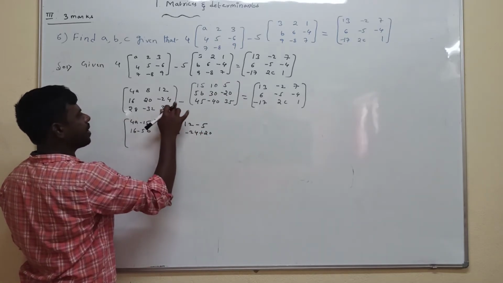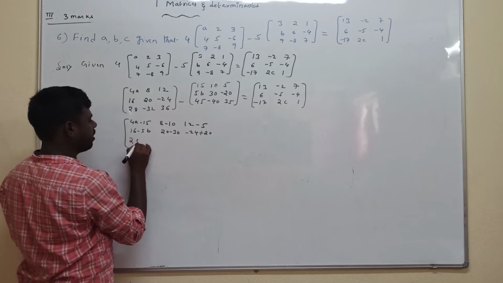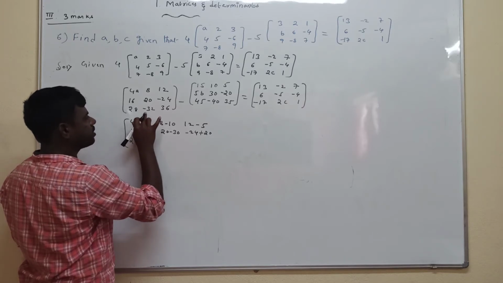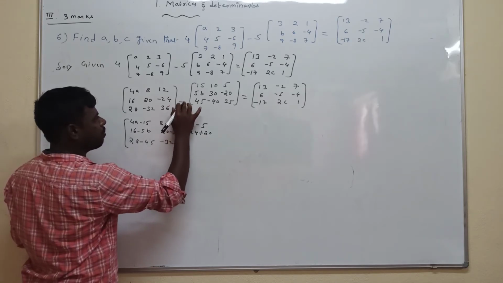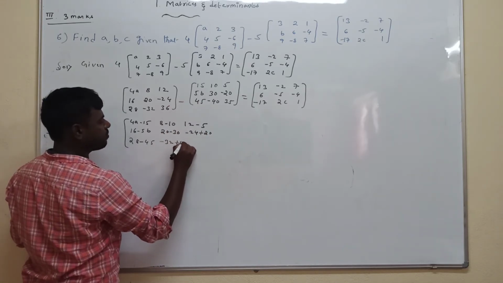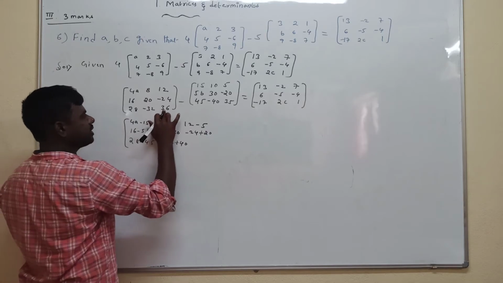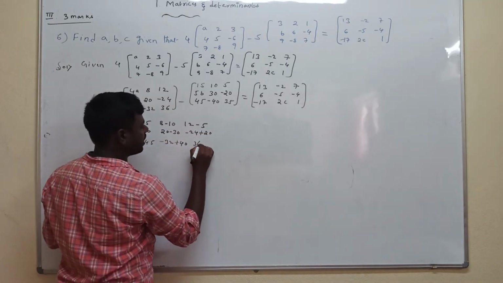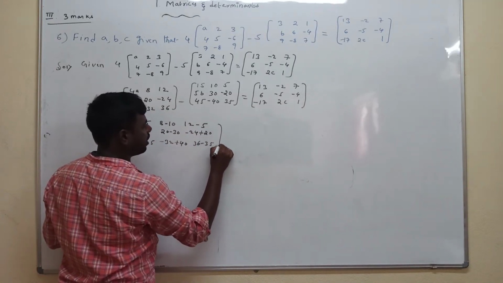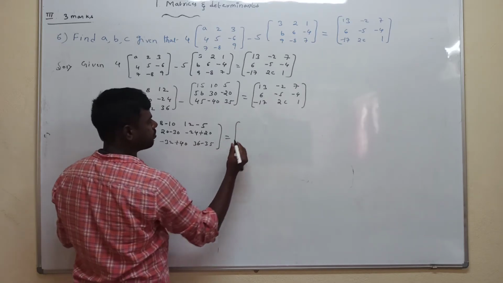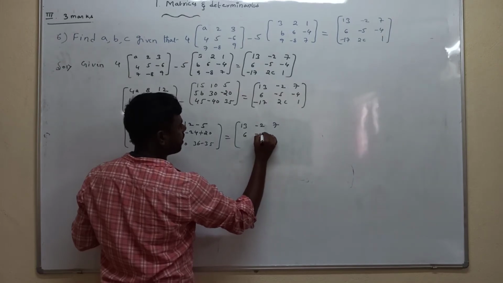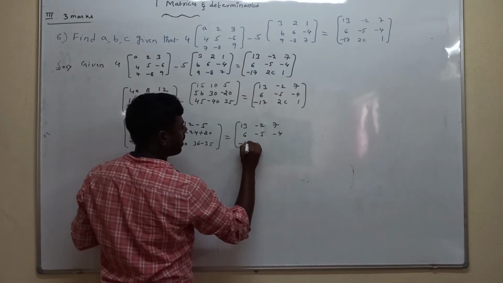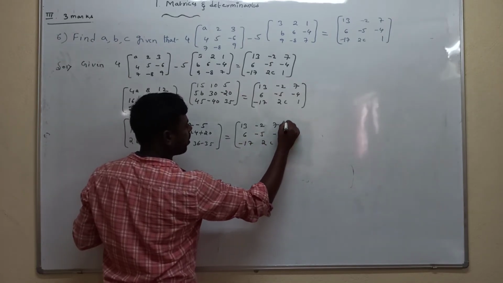Third row, first element minus first element: 28 minus 45. Third row, second element minus second element: minus 32 minus into minus 40 is plus 40. Third row, third element is 36 minus 35. 36 minus 35 is equal to the matrix 13, minus 2, 7, 6, minus 5, minus 4, minus 17, 2c, 1.